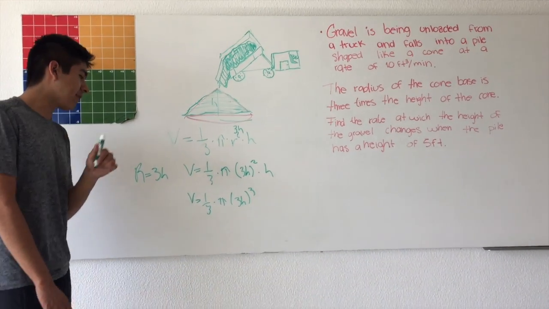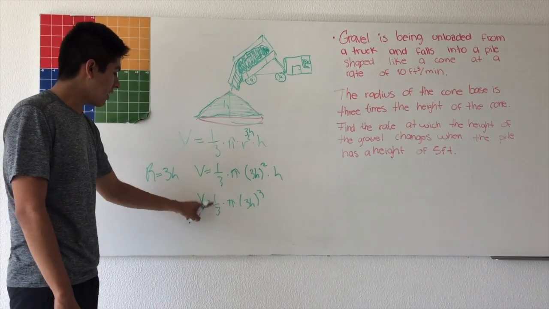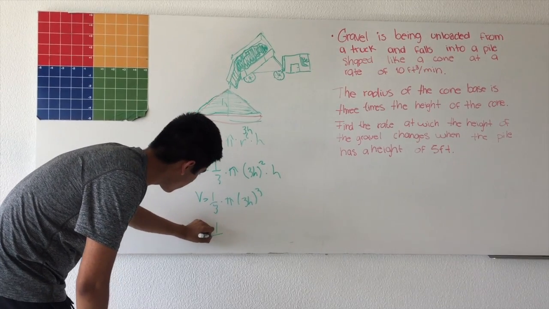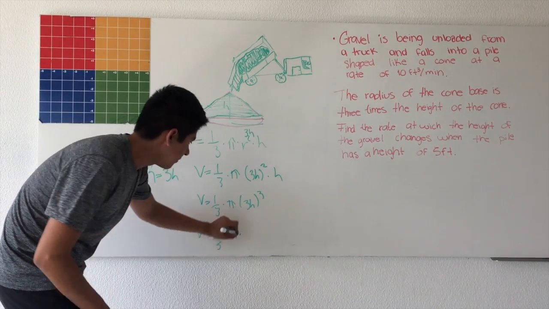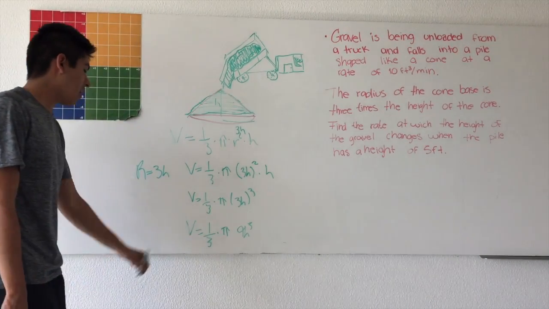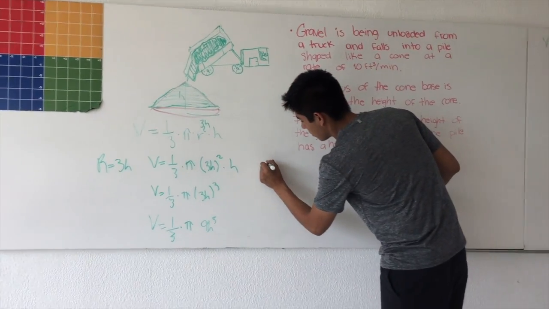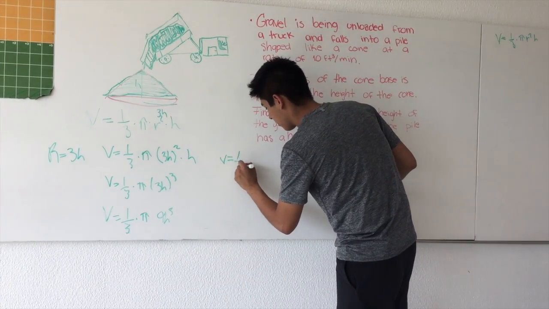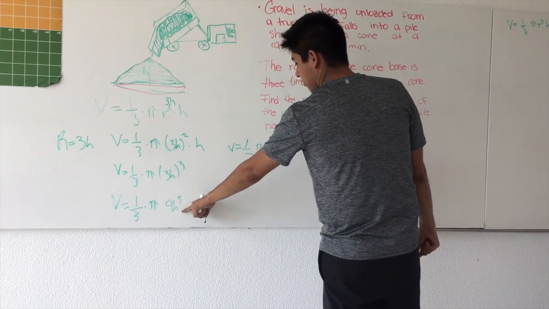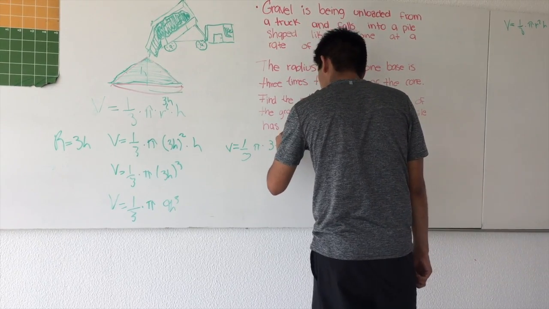We need an implicit derivative to solve this problem, but here we can simplify things and get rid of this 1/3. So we can multiply this 1/3 times pi. We solve this and we get a 9h cubed, and now we can simplify this 1/3. We have volume equal to 1/3 pi times, we can make this 9h cubed into a 3 times 3h cubed.